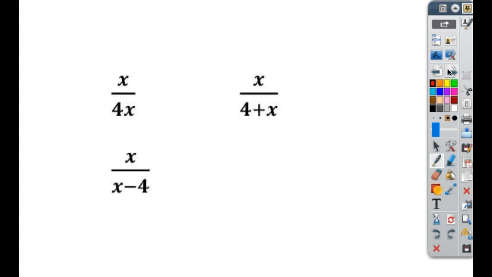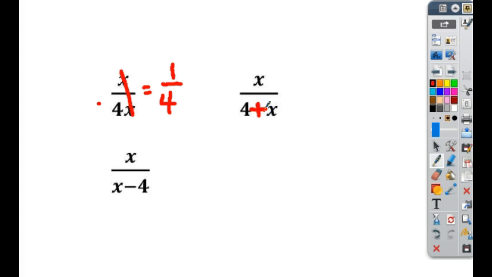Here are 3 examples that people get confused. On this first example right here, you can cancel the x's, and this would be 1/4 when it's reduced. But in this second example, you cannot cancel the x's like that because this problem has an adding sign.